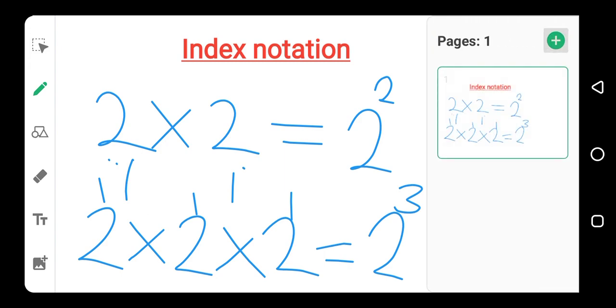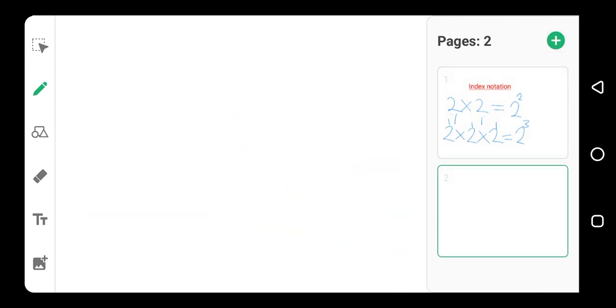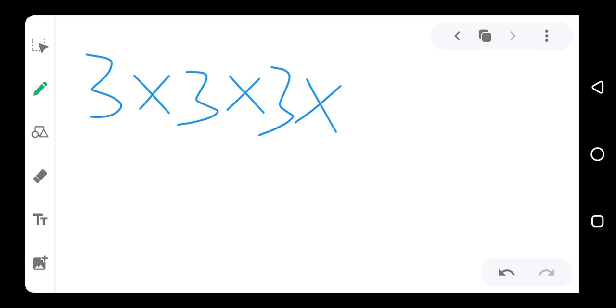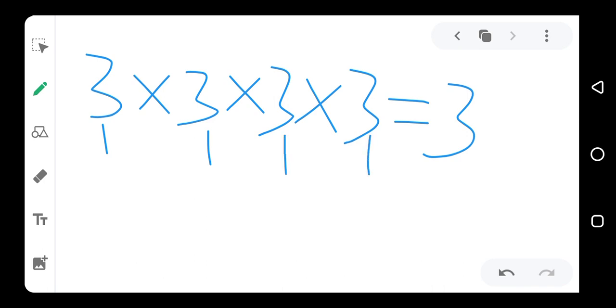The same way, if we have 3 times 3 times 3 times 3, if you want to put this in the index form, we write 3 raised to power, we count the number of 3s, that is how many times it is occurring. 1, 2, 3, 4. So it becomes 3 raised to power 4.